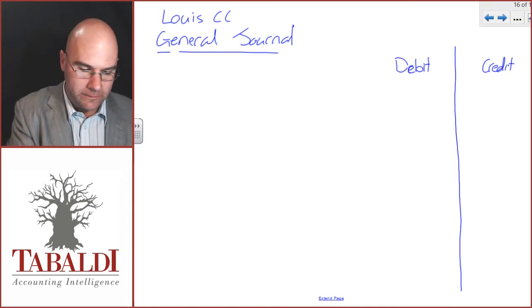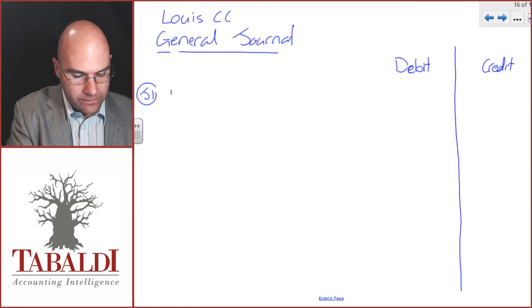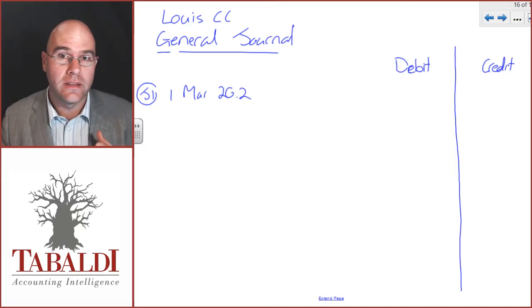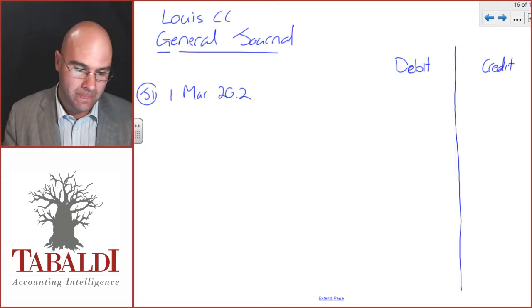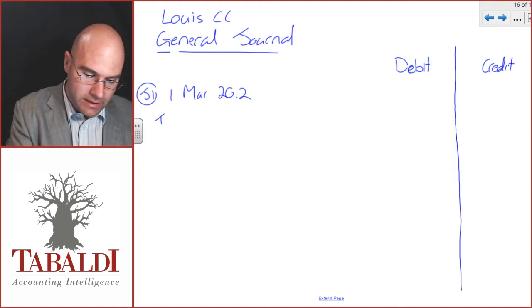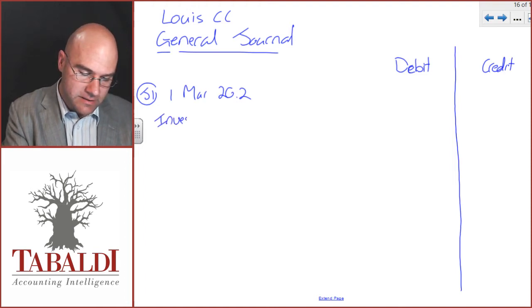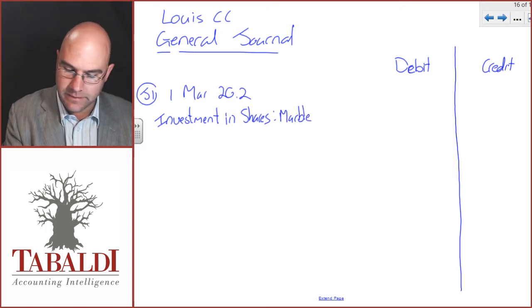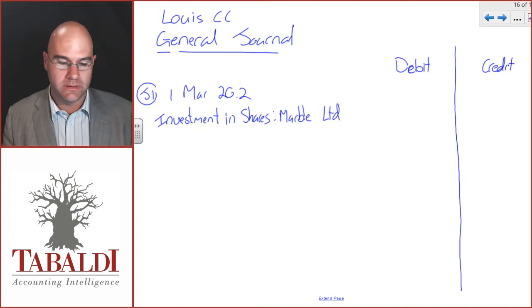So, Journal 1. Journal 1 on the 1st of March 20.2. Take note, I'm telling the users the date that I have to pass this journal on. First up, I'm going to write in my debit investment in shares. Okay, and that was in Marble Limited.